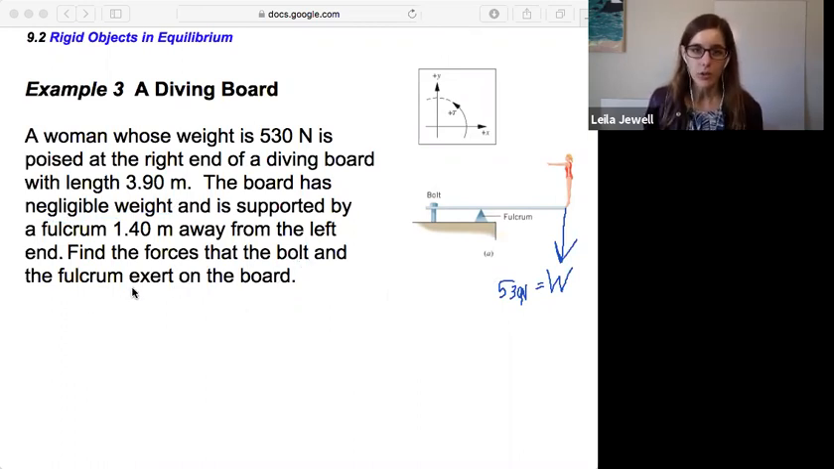What direction will these forces be? Well, some can be suggested from the picture itself and the wording. The fulcrum is the balance point, and notice it's supporting the board. So I'm going to guess that that is an upward force. If the fulcrum has an upward force, then the bolt, in order to balance the forces, must be holding the other end of the board down.